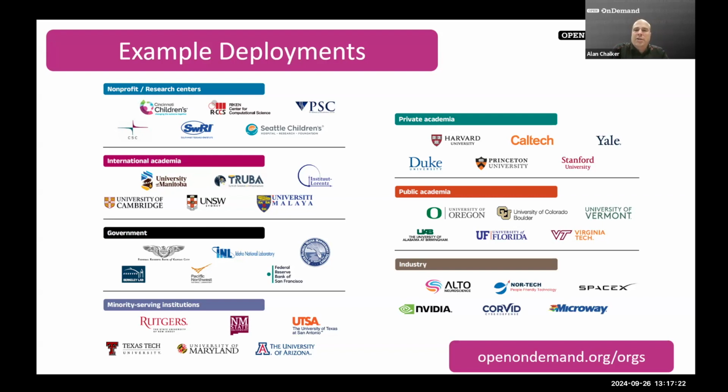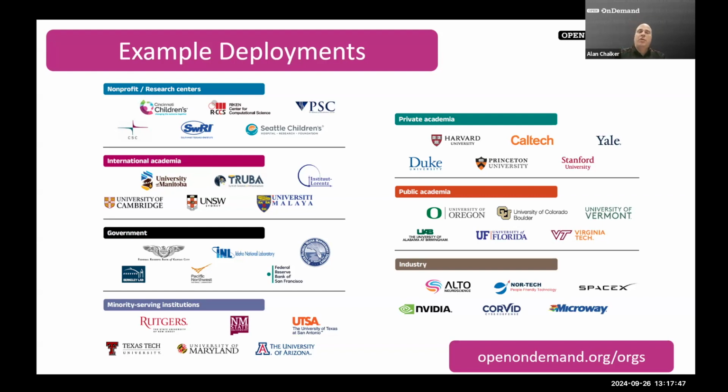And then on the right-hand side, obviously private and public academia, a lot of big names there. Sure, there's Ivy League schools, R1s, but there's also R2s, R3s. You name it. It spans the gamut, coast to coast, at least here in the U.S. And then finally, industry. There's a lot of industry folks that are engaged in using it.